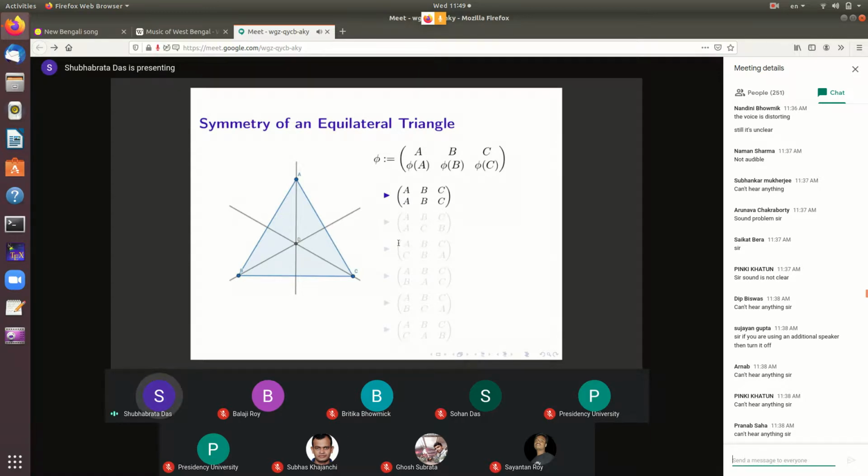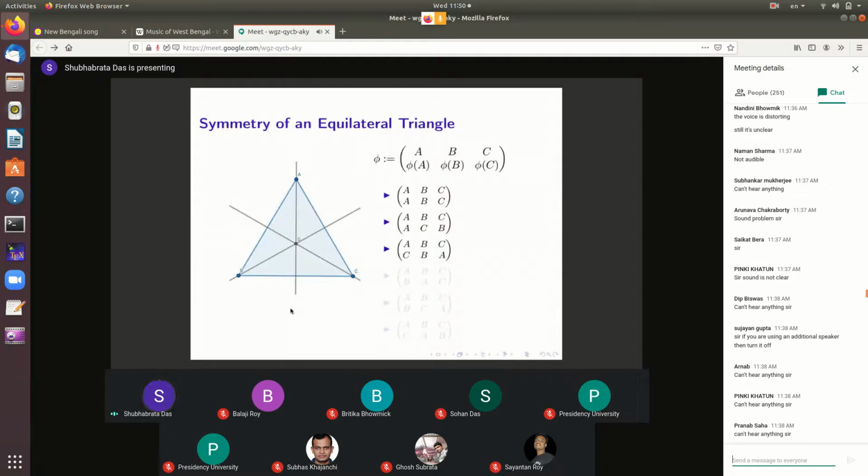So what's the next such transformation we can think of, which keeps the object intact? And that is, A kept fixed. A does not go anywhere. B goes to C and C goes to B. That's a reflection about this line joining the centroid to A. In this case, you can call it anything, perpendicular bisector, angle bisector, anything. So this is a symmetry we can very well understand. It keeps the object unchanged.